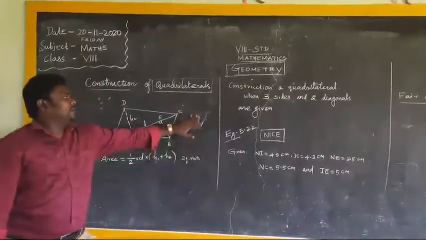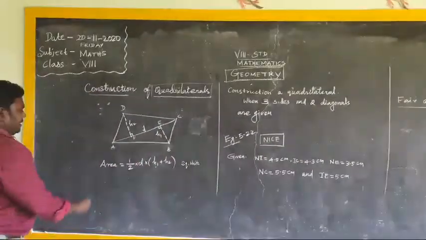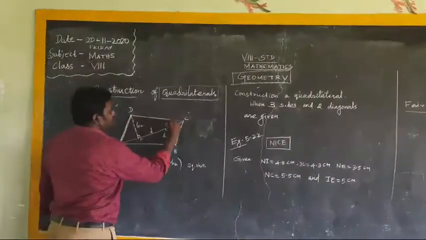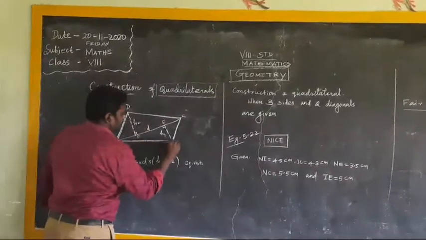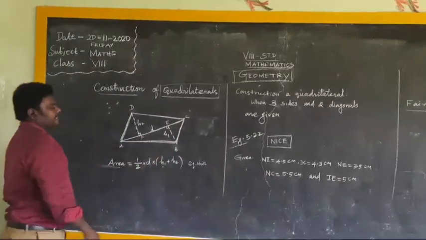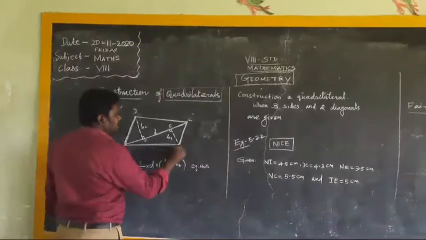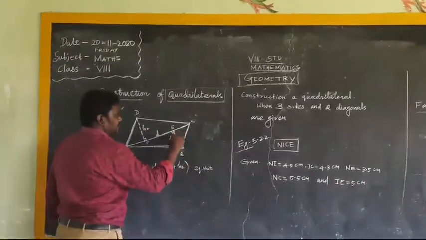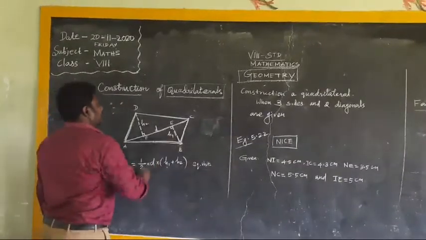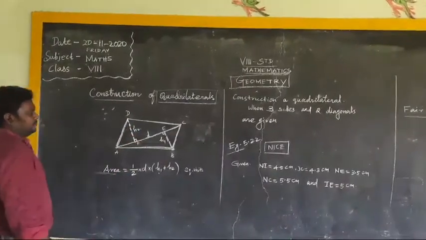Okay, so how to construct a quadrilateral? And how to find the area? This is one of the shapes of a quadrilateral. This line is called the diagonal, and it's denoted by d. And the perpendicular distance, this distance is considered as height h1. This distance is considered as h2.